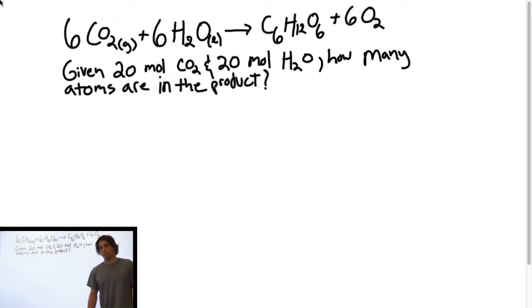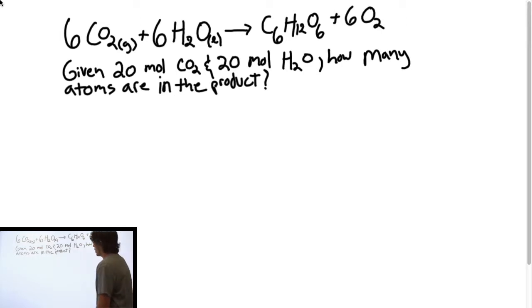So we have a problem today where we are going to calculate the number of atoms involved in a chemical reaction, specifically the number of atoms found in the products of a chemical reaction. We're going to go ahead and add 6 moles of CO2 gas to 6 moles of liquid water, and in return we are going to get 1 mole of glucose plus 6 moles of oxygen gas. Now, given 20 moles of CO2 and 20 moles of H2O, how many atoms are we going to go ahead and find in the product?